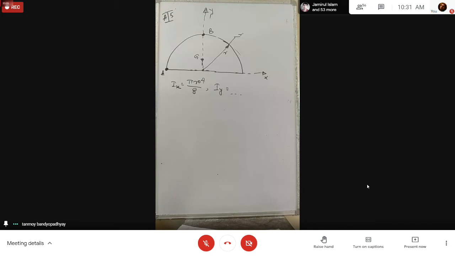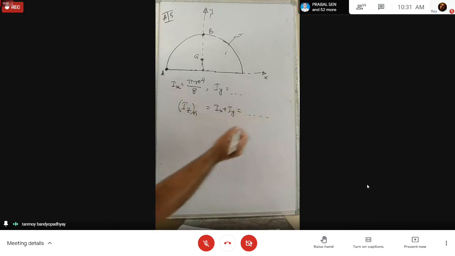They have asked to find the polar moment, IZ. So first, find the polar moment at the point G. So what is IG polar? That should be equal to IX plus IY. So IG, meaning IZ actually, the polar moment, you are calculating IZ at the point G. So that is equal to IX plus IY. So just make a summation of IX and IY.